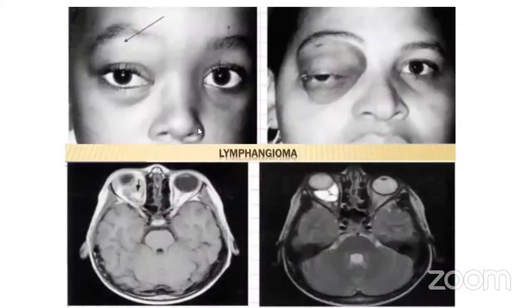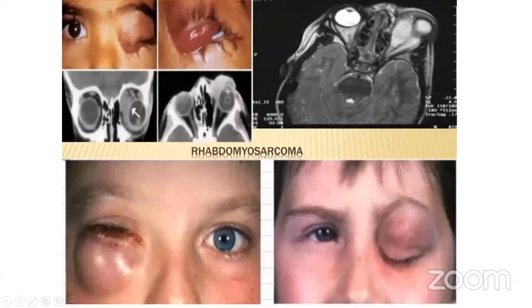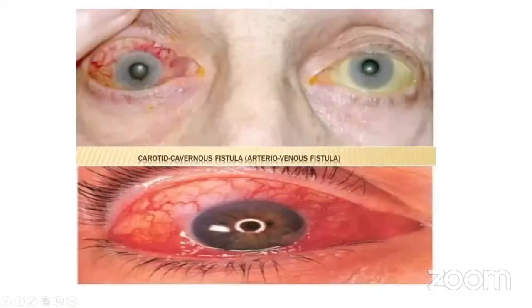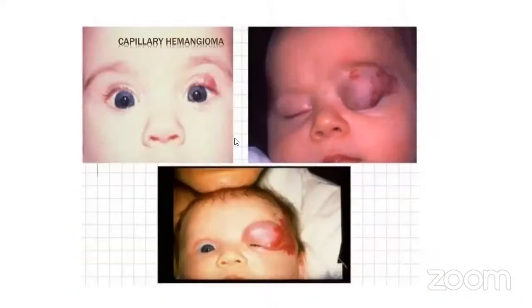Then lymphangioma, which is present more anteriorly, as you can see over here. Then rhabdomyosarcoma, we can see presence of the lesion here. Then in case of carotid cavernous fistula or any AV fistula, we can see that the vessels appear more congested. In case of a capillary hemangioma, we can see a small red lesion, and cavernous hemangioma is seen over here.